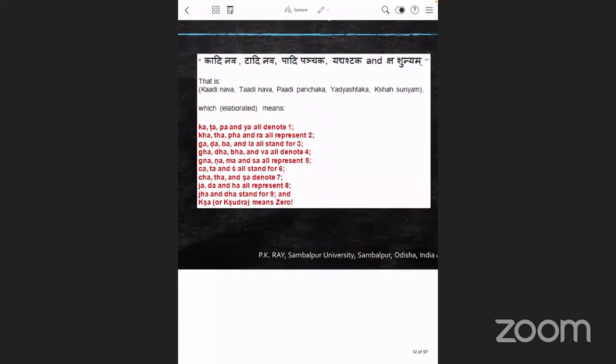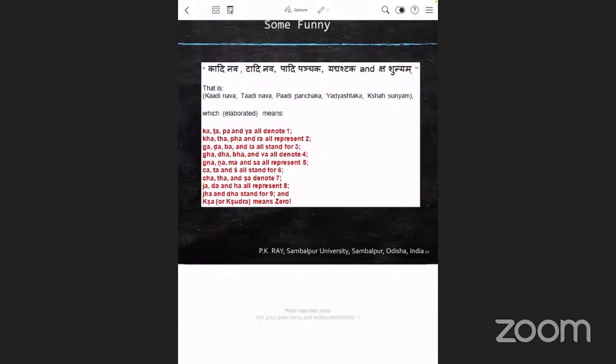Yadastaka, 8 letters we have. It starts from Ja, Da, Ha. These are all symbolized letters. Okay, Ja stands for 8, Da stands for 8, and so on. And Khya Sunya means Khya stands for 0.